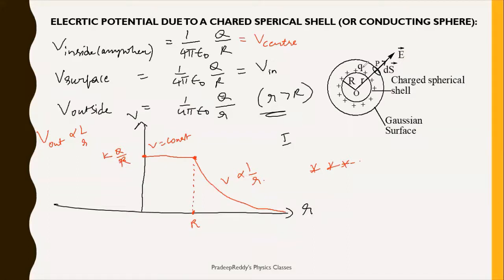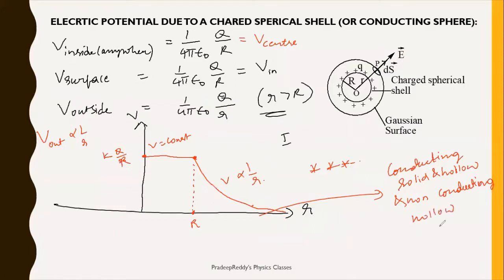So this graph is valid for conducting solid and hollow, and non-conducting hollow. So for these three cases, conducting solid sphere, conducting hollow sphere, non-conducting hollow sphere, these values are fixed and the graph is also fixed. Graph also same.